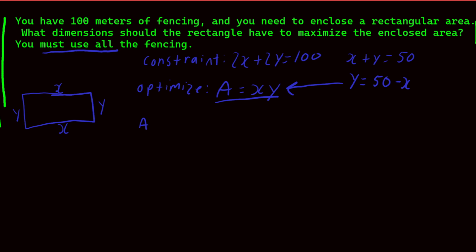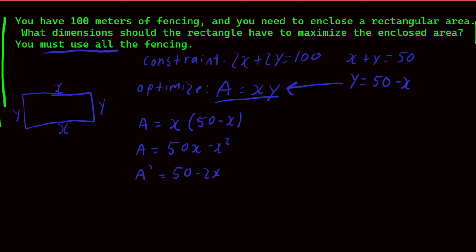So now I get A equals x times (50 minus x). Okay, I could take the derivative right now and use the product rule, but I feel like that's going to take a lot longer, so I'm just going to expand it. Boom. And now I can take A prime, or the derivative of A. I get 50 minus 2x.